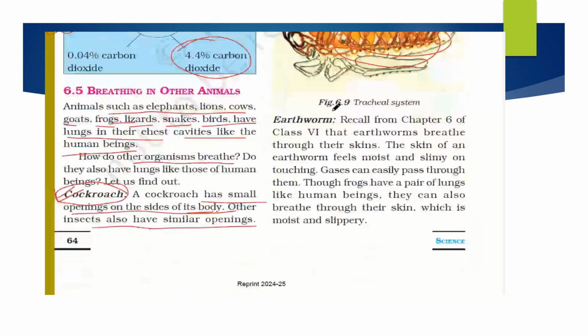Now we are moving to the earthworm. When you see an earthworm, you will see the skin is always moist, shiny and slimy on touching. When you see an earthworm in your toilet, backyard or garden, you will see it has a slimy body and you just don't feel like touching it. Gases can easily pass through the skin, so earthworms breathe through the skin, which is moist and slimy in nature.